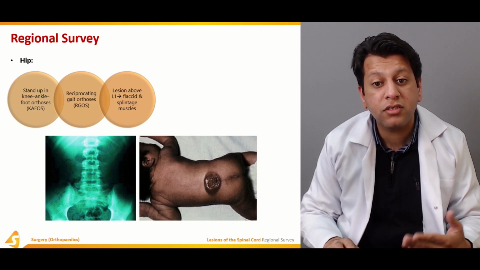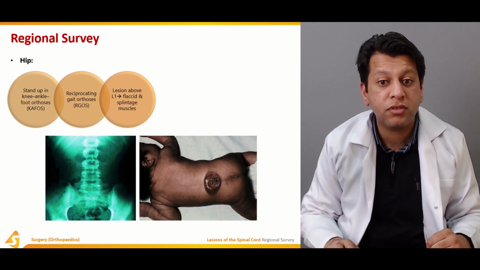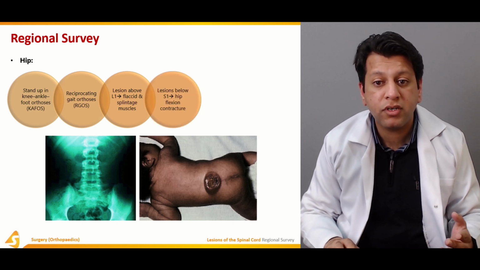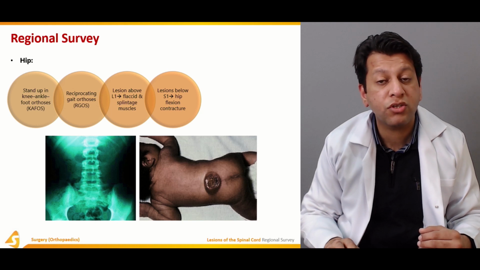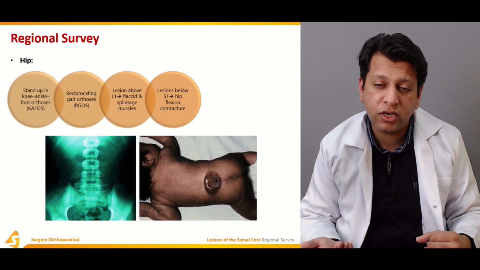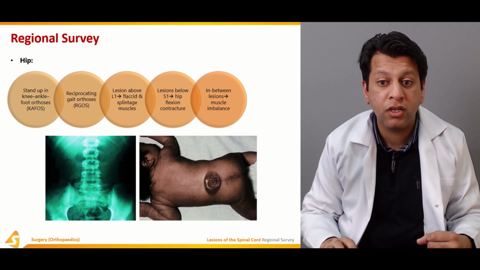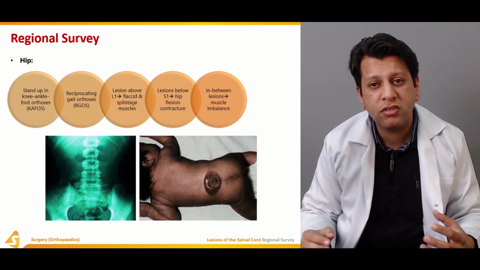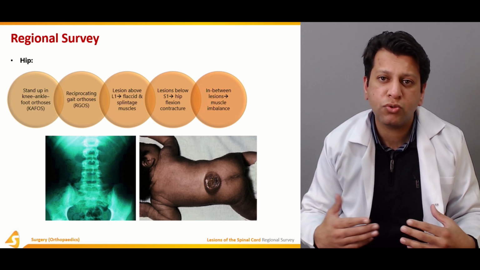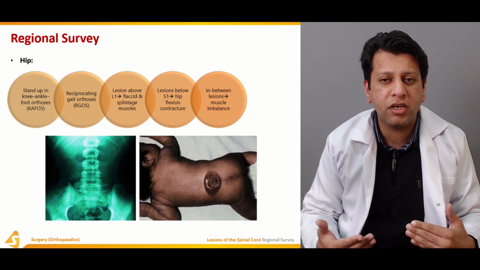But if the lesions are above L1, this may result in flaccid paralysis of the muscle. But if it's below S1, usually hip flexion contracture is associated with it. If it is associated with hip flexion contractures, yes, surgery can be done, but not always does surgery have very good results. Sometimes in-between lesions may be associated with either spastic paralysis or increased flexion contractures.